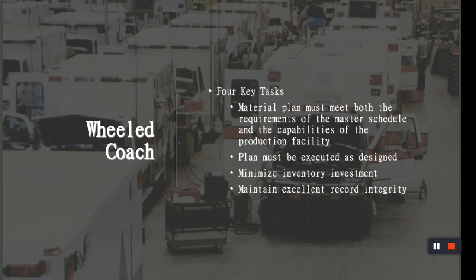Like for example, in the master production schedule, it says there that we have to produce 1,000 ambulances in week 1, but then the production facility is only capable of producing 80 in a week. So these two should be harmonized. And how are we going to harmonize that? Through the use of MRP.